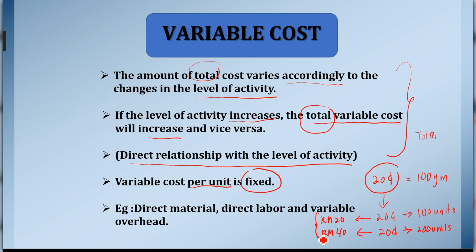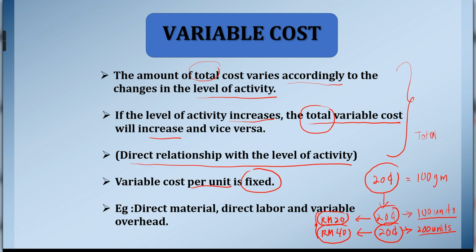Okay, ini yang dimaksudkan dengan varies accordingly to the changes in the level activity. So per unit, the amount is the same, remains the same as 20 cents, tapi as the level of activities increased, you can see the total of variable costs also increase.